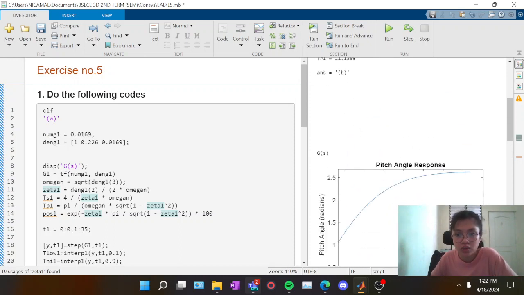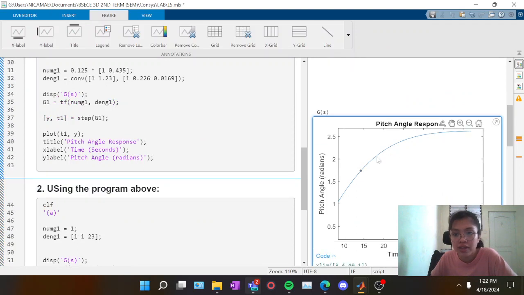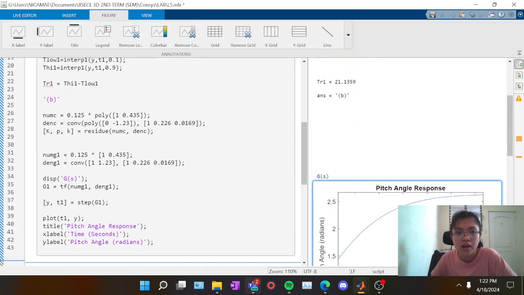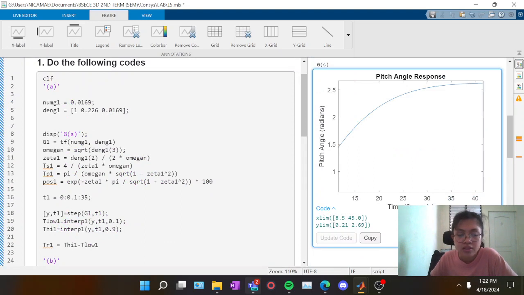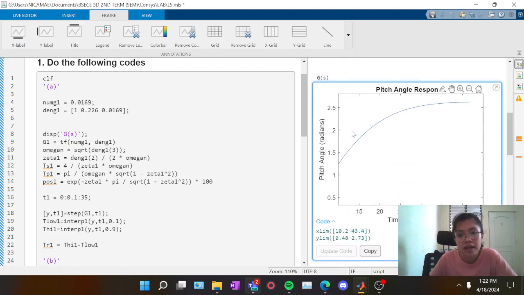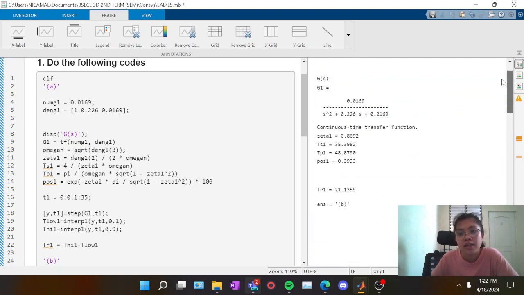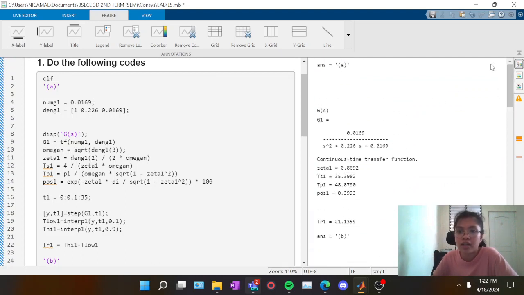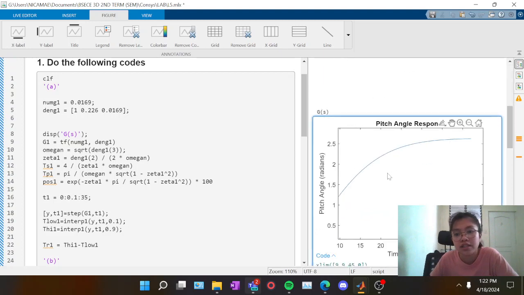As I study the codes, I saw that the reason why the graph is like this is because of the parameter omega n. The omega n is too small. So we notice here that the zeta is approaching 1, which means the graph is looking like a critically damped response, but in reality, this is considered an underdamped response. It is not the typical representation of an underdamped system, but it is an underdamped system.